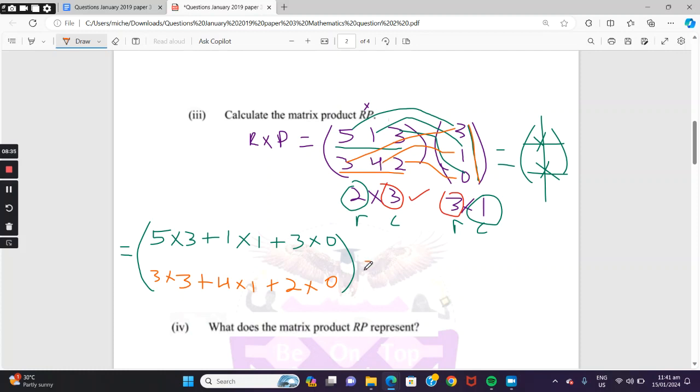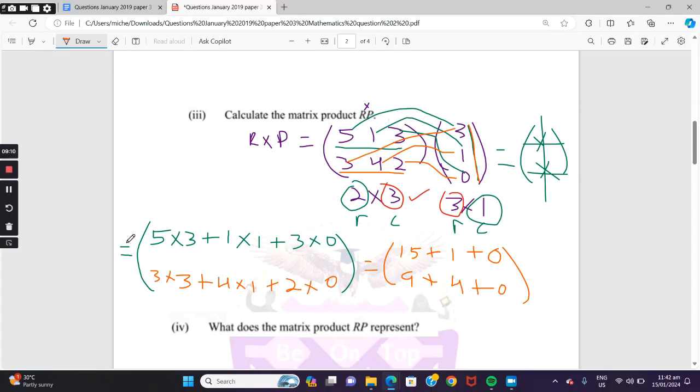Okay, next we simplify, do all the multiplication. 5 3s are 15. Add 1 by 1 is 1. Add 3 by 0 is 0. Sorry, yes it is 0. Anything multiplied by 0 is 0. So yeah, 3 by 0 is 0. And 3 by 3 is 9. Add 4 by 1 is 4. Add 2 by 0 is 0.